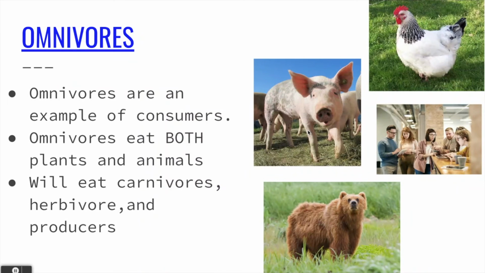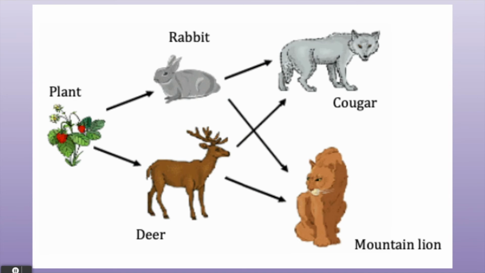Now that we have reviewed the different parts of a food chain and the roles that each organism plays, let's take a look at this food chain. This food chain starts with a plant. I noticed there are two arrows from the plant. One arrow points to the rabbit and the other arrow points to the deer.